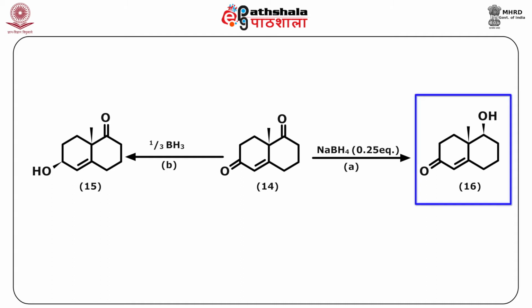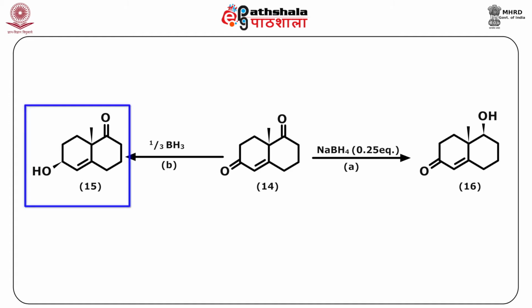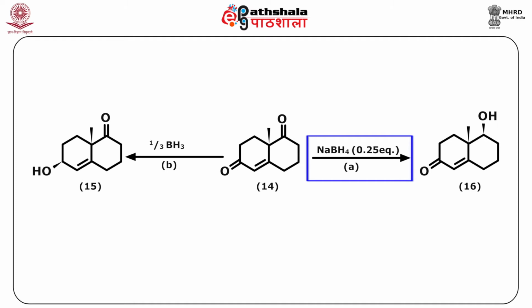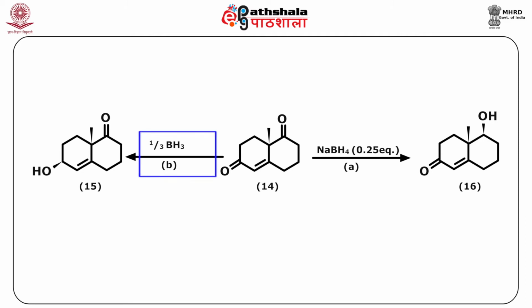and gives the product 16, while BH3, at one third equivalent, gives the allylic alcohol 15 by the reduction of the alpha beta unsaturated ketone. Both the reactions are depicted here in the figures, where sodium borohydride in the 0.25 equivalent amount reduces the carbonyl group to the alcohol, while the borohydride reduces the allylic carbonyl group in reaction B.